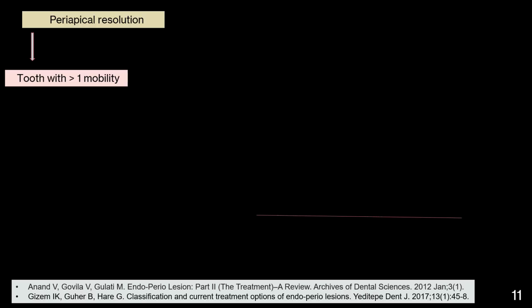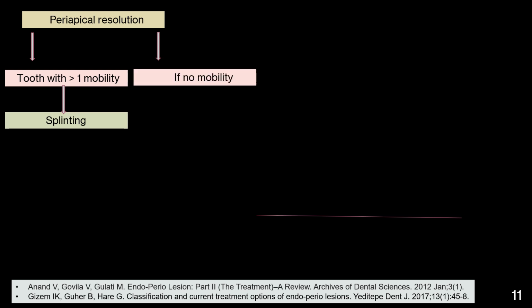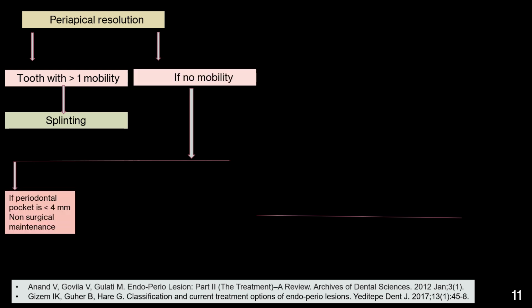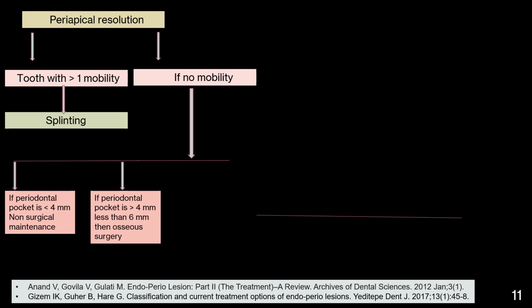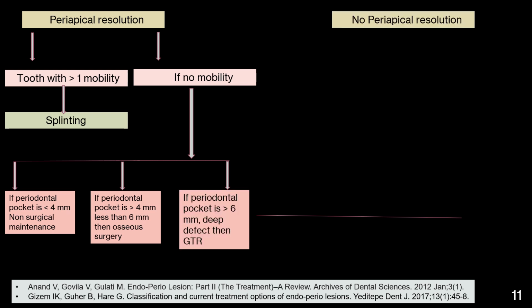Now, if there is resolution, then look for mobility, and if the mobility is greater than 1 mm, splinting has to be carried out. If there is no mobility, then pockets have to be assessed. If the pocket is less than 4 mm, a non-surgical maintenance phase would do. If the pocket is greater than 4 mm and less than 6 mm, then osseous surgery has to be carried out. And if the periodontal pocket is greater than 6 mm and there is a deep defect, then GTR procedures have to be performed.